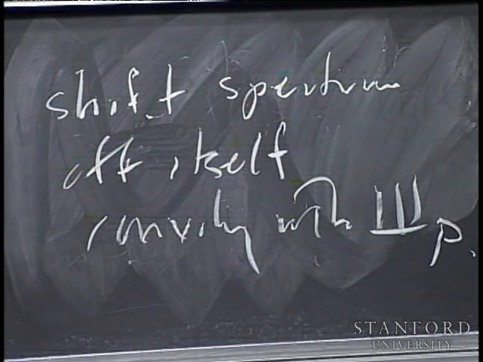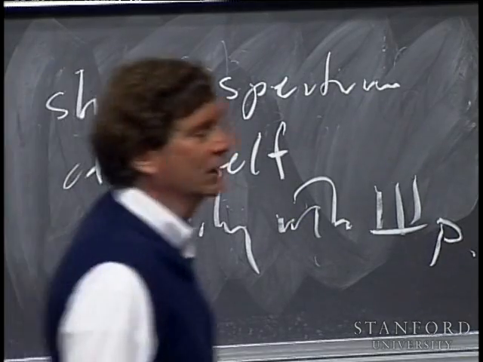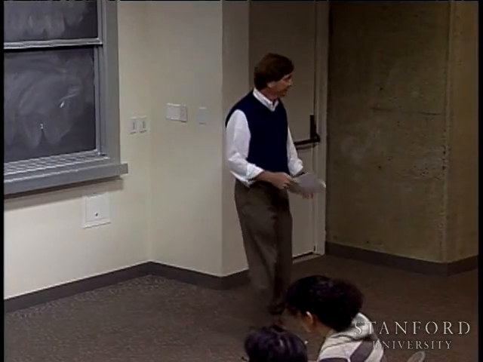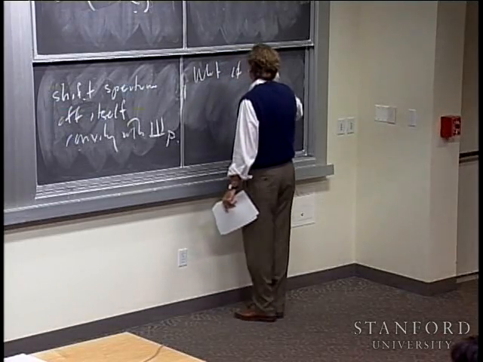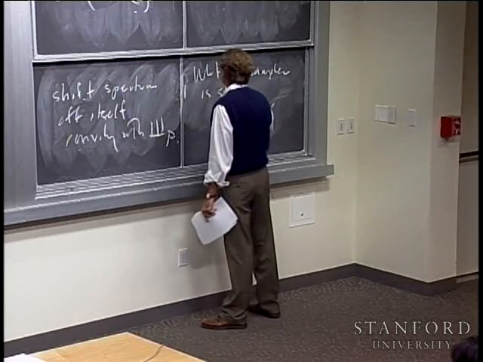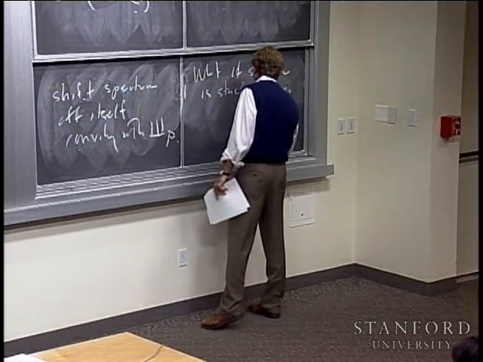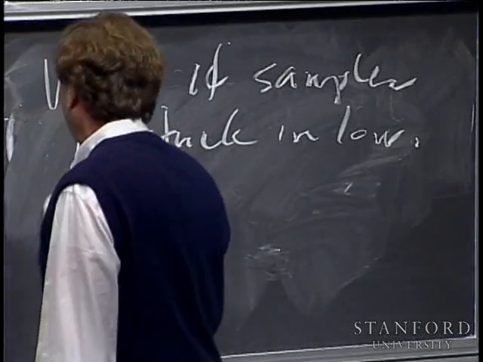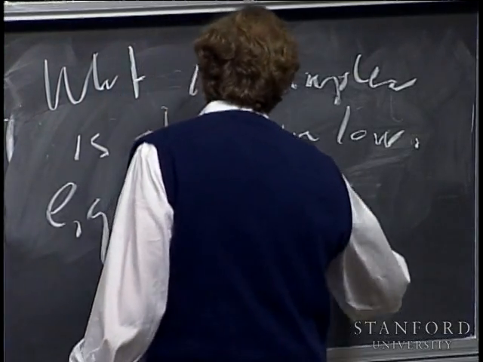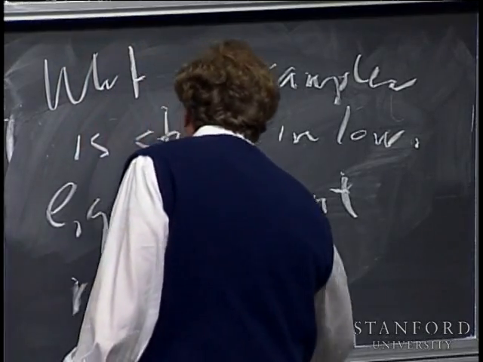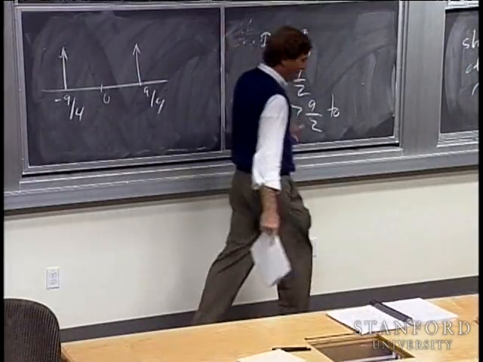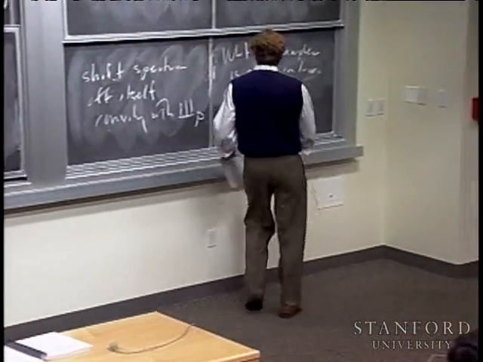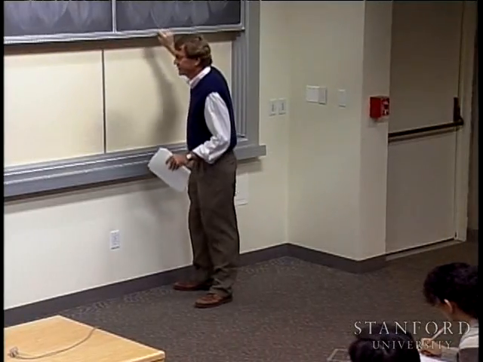The phenomenon that I want to talk about is what if you can't do that? What if your sampler is stuck in low and you sample at too low a rate? So what if we can't do this? What if the sampler is stuck in low? For example, sample at rate p equal to 1. In order to reproduce this thing, you'd want to take samples at a rate greater than 9/2 Hertz, but you can't do that. You can only take samples at a rate of 1 per second.